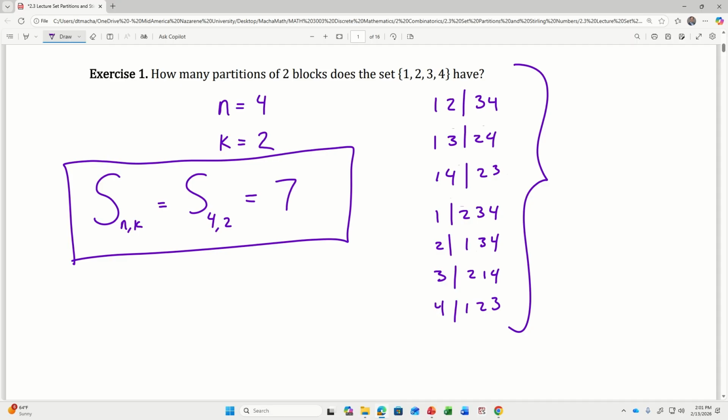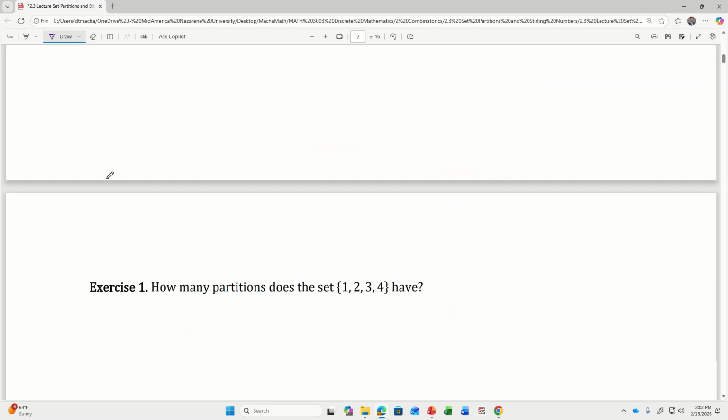And notice I don't really care about the order of the elements, but I do care which block they're in. The elements of the set are distinct from one another, but the blocks themselves are indistinguishable. And I don't care about the order of the elements within each block. Questions? Let's do another example and see if we can think about this again.